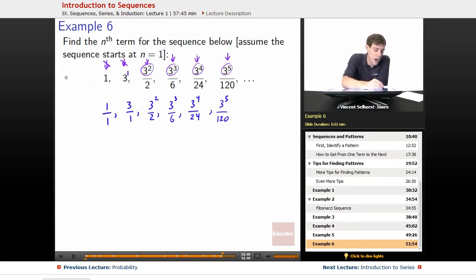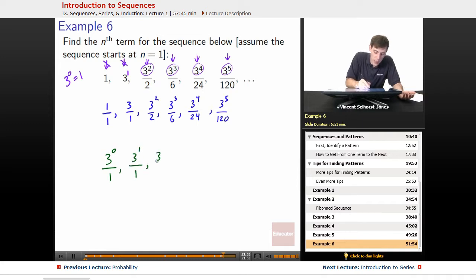How can we write 1 out? Well, remember, 3 to the 0 equals 1. Any number raised to the 0 comes out to be 1. So we could rewrite the top as 3 to the 0 over 1, 3 to the 1 over 1, 3 squared over 2, 3 cubed over 6, 3 to the 4th over 24, 3 to the 5th over 120, and so on.